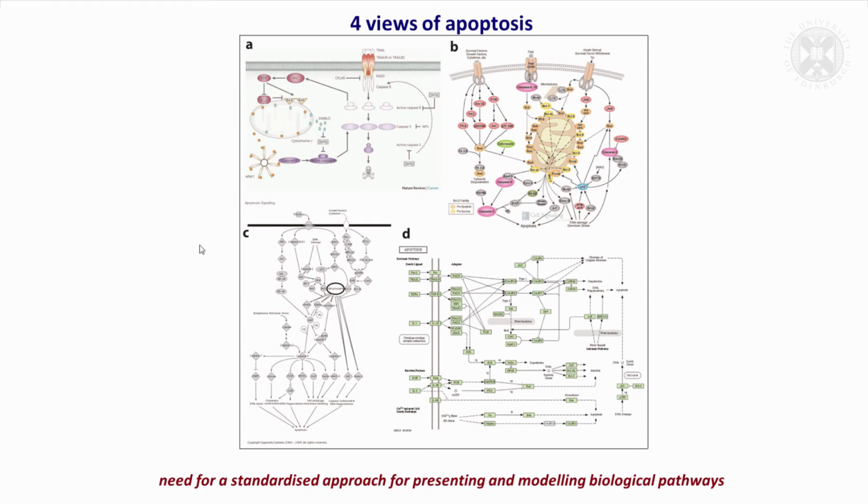So we needed a standard approach. So these are 4 different ways you could represent apoptosis. And as you can see, again, they're all very different graphically. The way that they name components is similar. And if you wanted to summarize that information, it's non-trivial to do that as a single diagram.